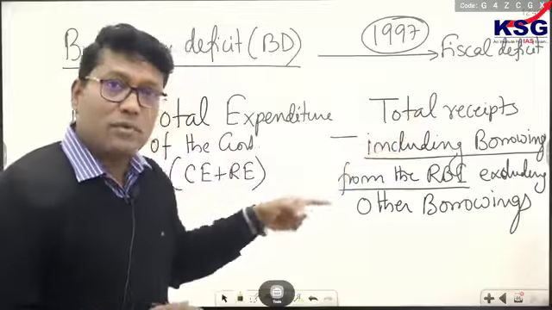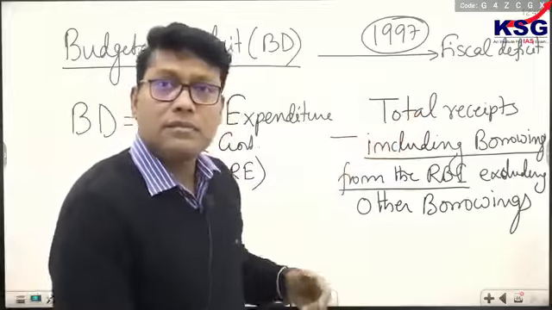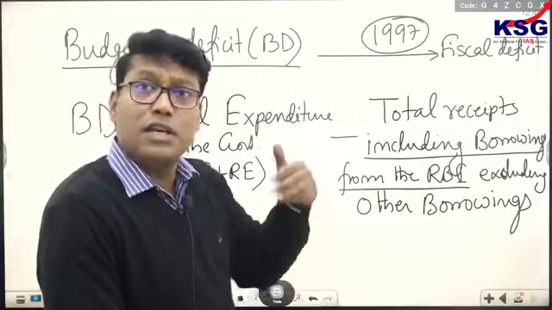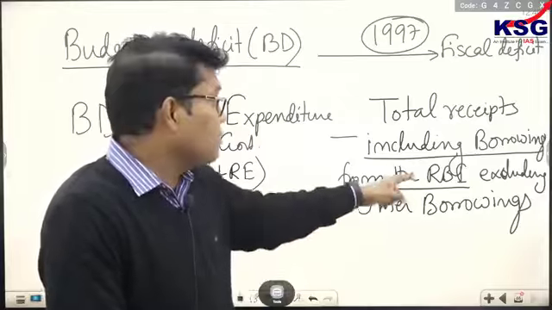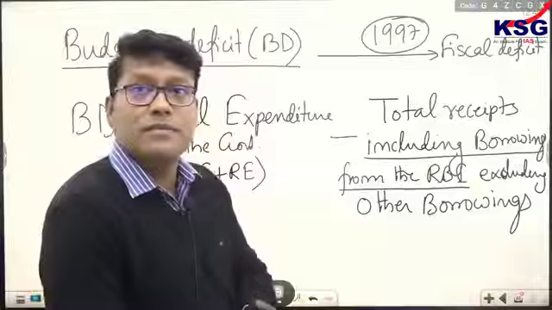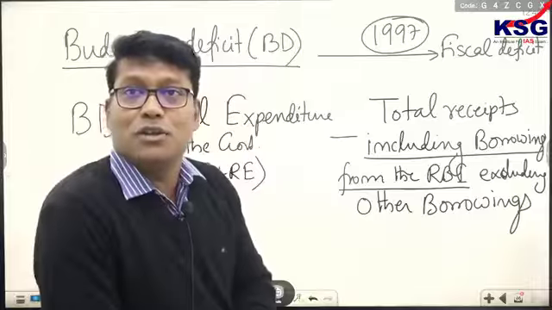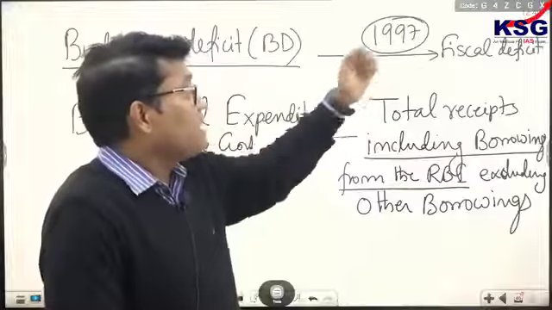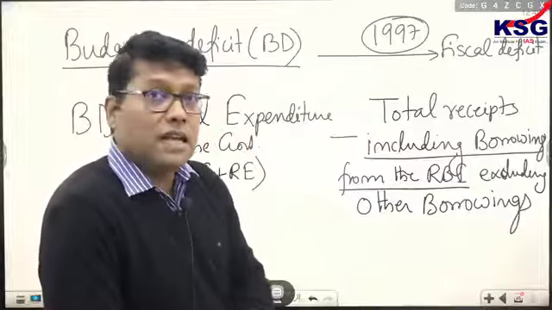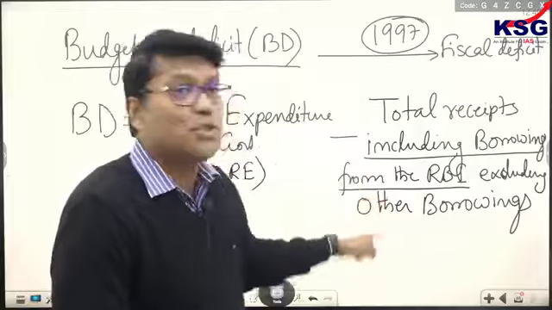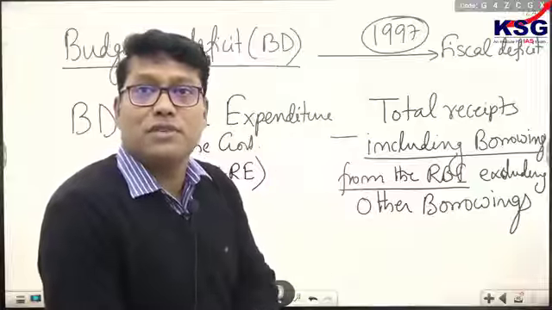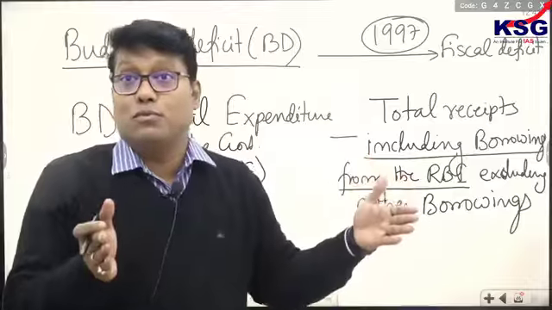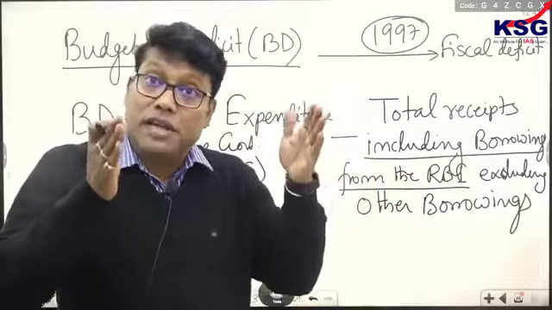Because even if you are borrowing from the RBI, it is borrowing for the government. You have to subtract it to get the actual amount of deficit. If you take the borrowings from the RBI as part of receipts, you are not going to calculate the actual amount of deficit. So in 1997, the government adopted the fiscal deficit, in which all borrowings are excluded while you calculate the deficit. So the fiscal deficit gap is now more, and it gives you the actual measure.